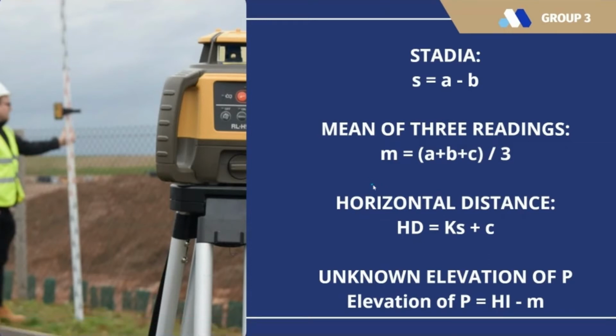But in our field note, we have observed that the elevation of P is already given. So we just need to derive the formula by transposing the M or the mean readings to the other side. Thus, to get the HI, we just need to add the elevation and the mean reading.